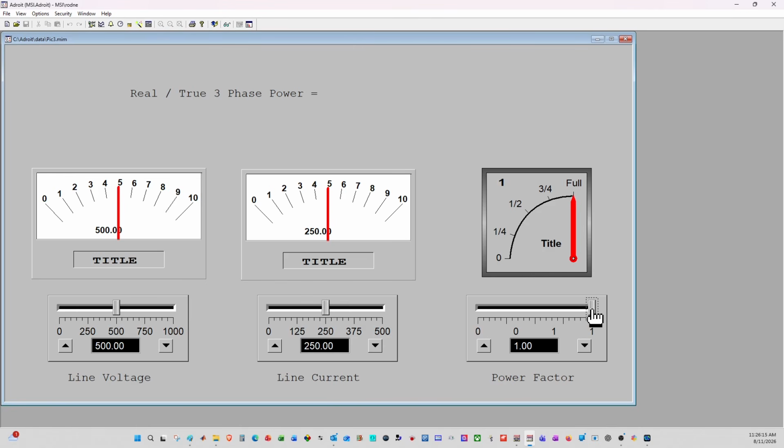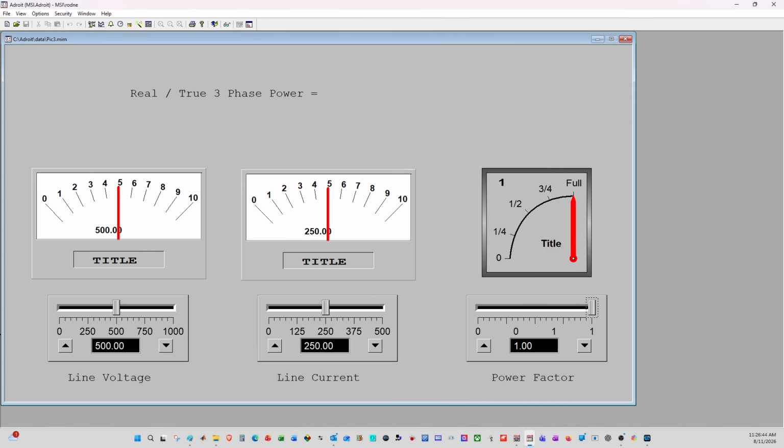Now unity power factor is typically going to be at 1, and that can go down. Of course, the worse the power factor, the worse your real power is going to be. Now what we want to do is calculate the real or the true 3-phase power that I have put in at the top. You literally have to take the information that you have got and do a calculation and get the right values.